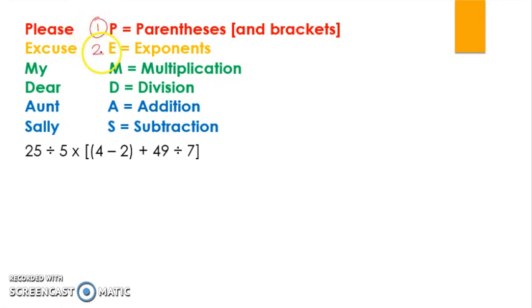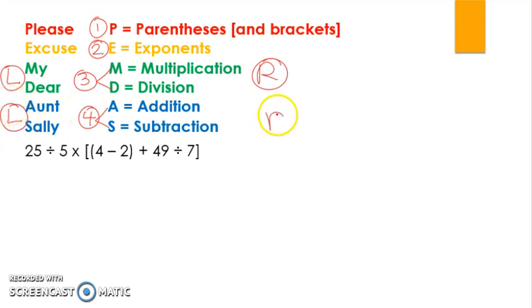It means that first we look for parentheses or brackets. Second, we look for exponents. Third, we look for multiplication or division, whichever one comes first from left to right. Then we look for addition and subtraction, and we solve those, whichever one comes first from left to right. Let's actually put this into practice, because you'll understand better what I mean if we solve a problem.